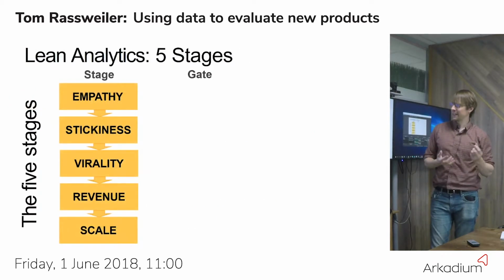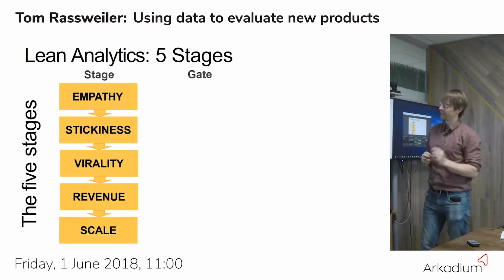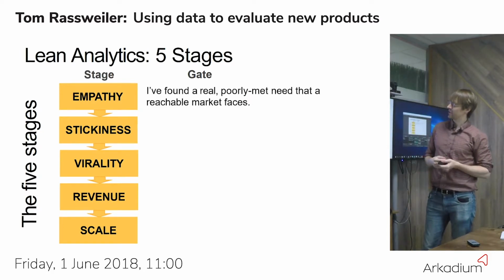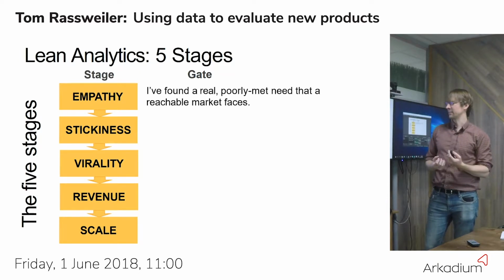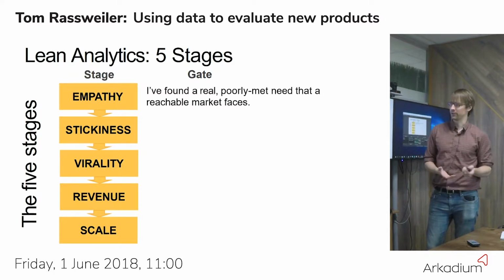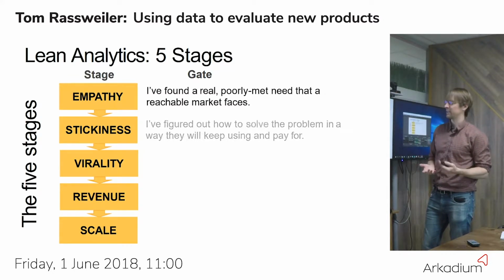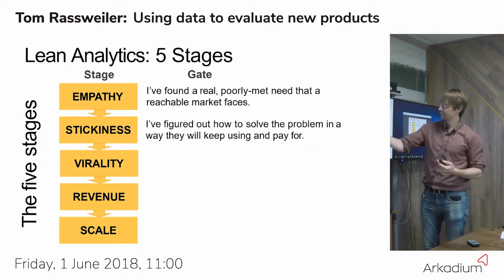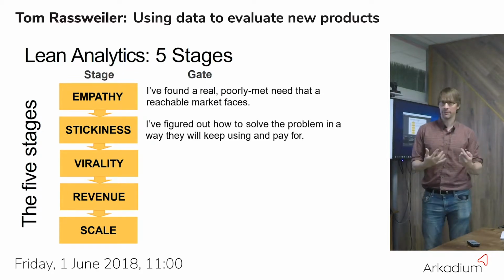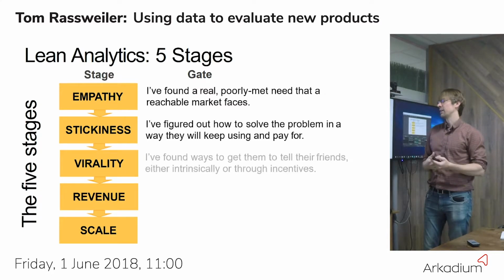The Lean Analytics is again from the book. The 5 stages look like this. Empathy, which is, have you found a real need that people in the market face, a real problem that people are dealing with, something they actually care about. Stickiness: once you figure out that you do have a need, then you move down to stickiness. You say, does my product actually solve their problem? Do people like my product enough that they keep using it?